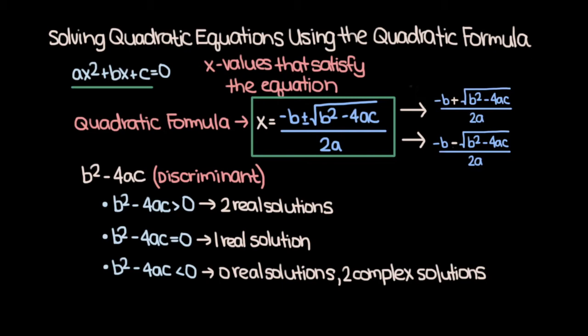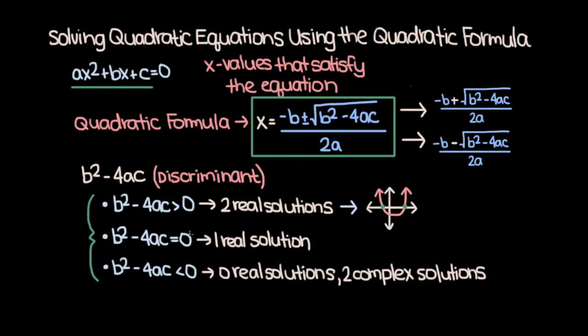Now, before we move on to doing some practice problems with the quadratic formula, let's think about what these three cases mean graphically. So in this first case, where the discriminant is positive, our graph will look something like this. The parabola will intersect the x-axis at two different points, because when the discriminant is greater than 0, we have two real solutions. And that means there are two x values where the function, or in this case the y value, is equal to 0. So two places where the graph intersects the x-axis.